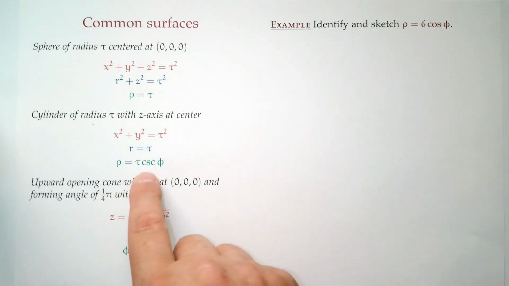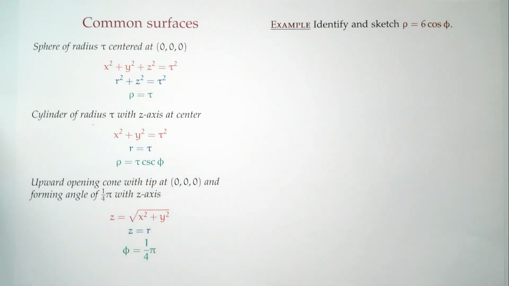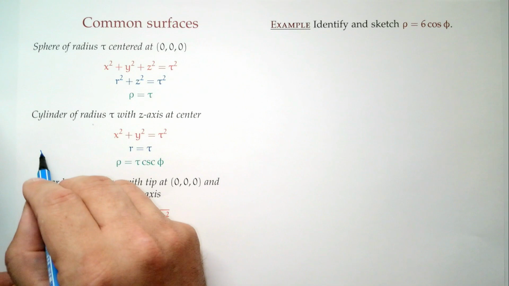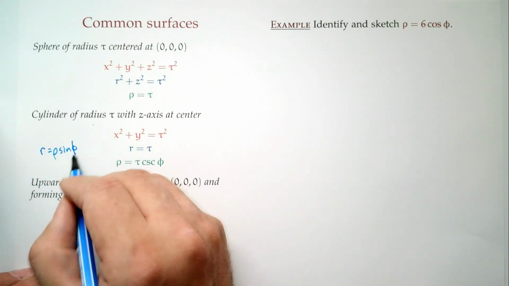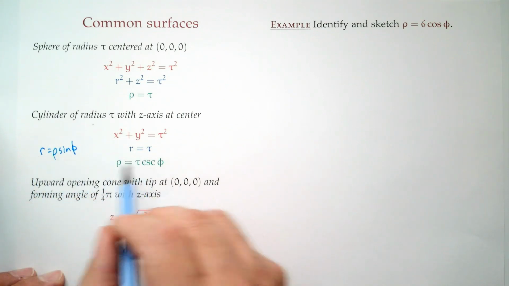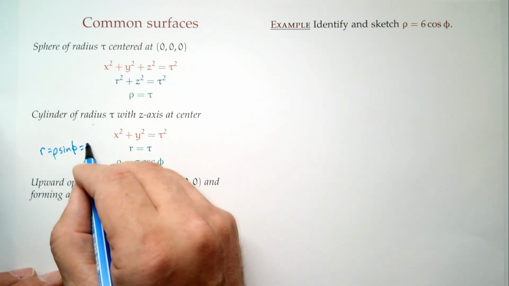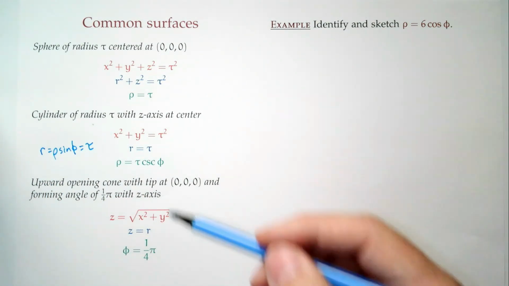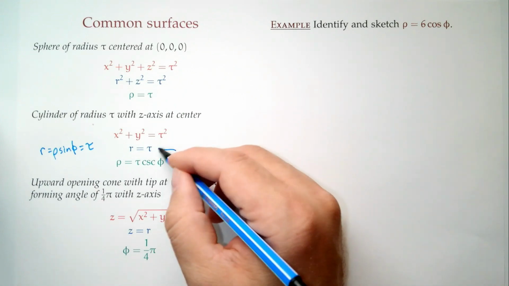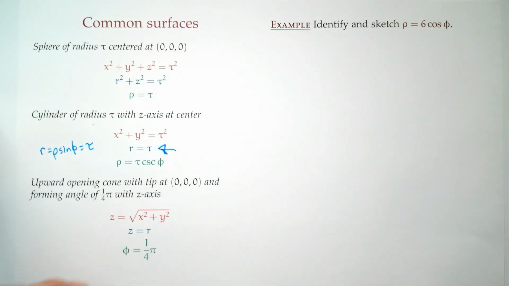Rho equals tau cosecant phi? Where did that come from? Well, it came from recalling that when you switch, r is rho sine of phi. So if we have that r equals tau, that says rho sine phi equals tau. And now solve for rho. Cosecant is 1 over sine. So you can see, okay, again, there's a clear winner. Cylindrical is clearly the best. And in cylindrical, well, we have to make compromises.